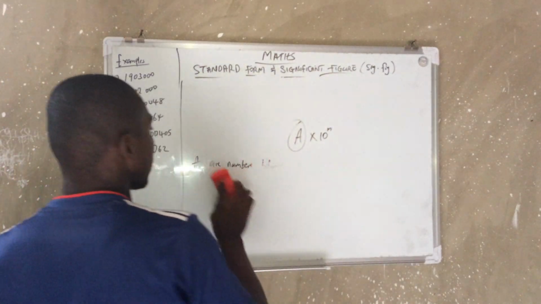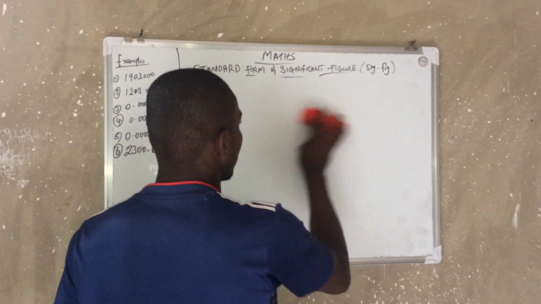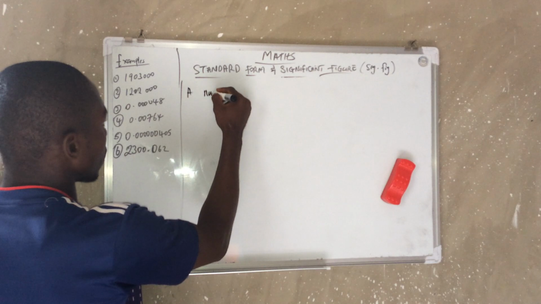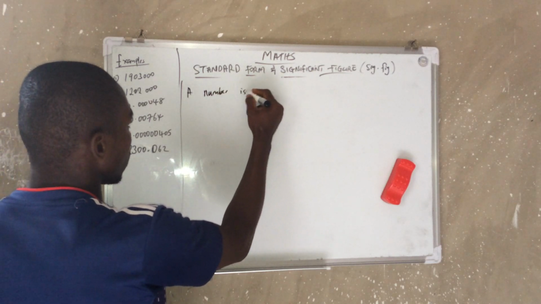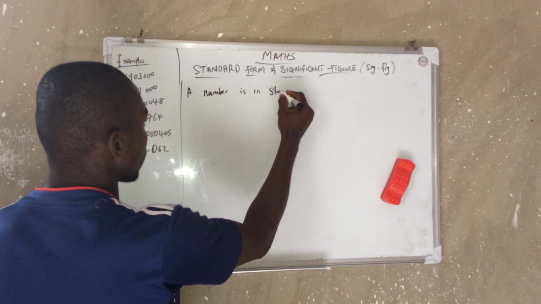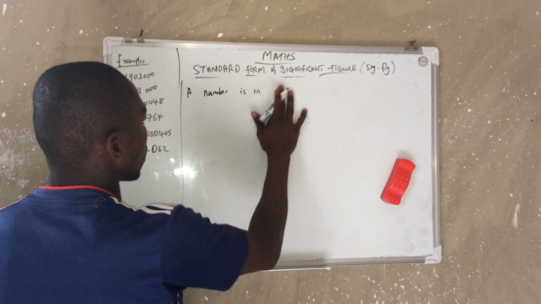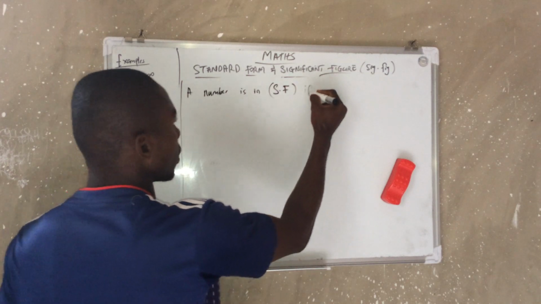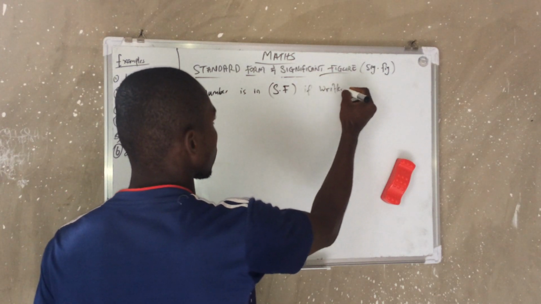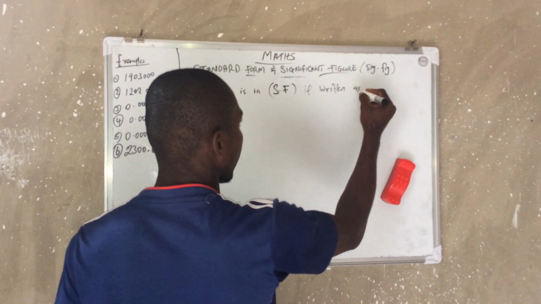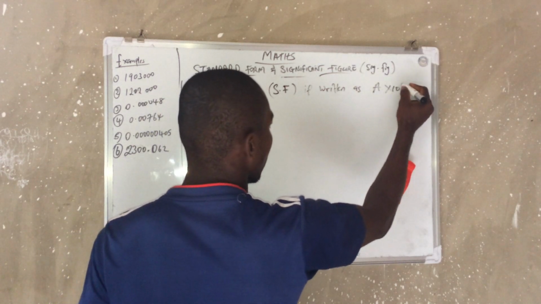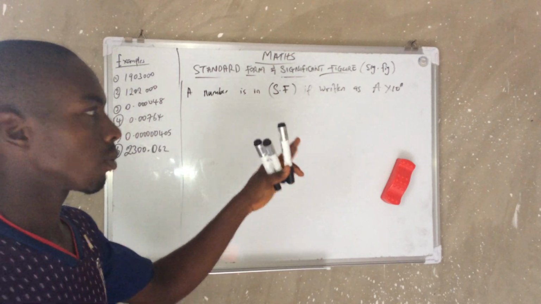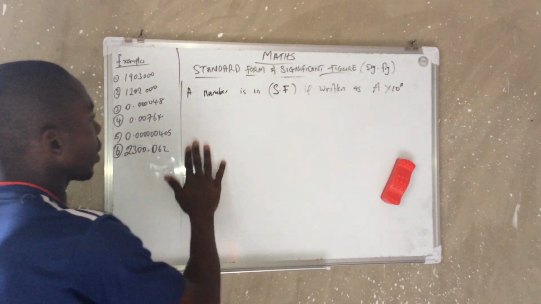So let's proceed. A number is in standard form, let me use SF for standard form, if written as A multiplied by 10 to the power m. There are some things I will also, well, let's continue. When we get there, I will let you know.